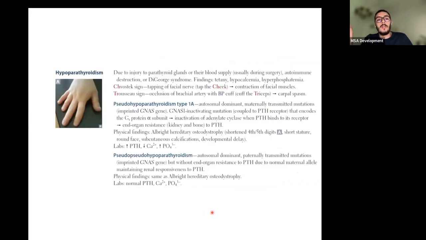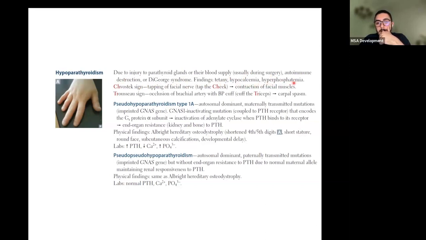Now, hypoparathyroidism is quite interesting because it's confusing, and I'm here to make it clear, inshallah. Why do we have hypoparathyroidism? Maybe injury of the gland or its blood supply during surgery. For example, someone is having a thyroidectomy, and the doctor took out the parathyroid gland by mistake, okay? This usually happens as a complication, or there may be autoimmune destruction, or DiGeorge syndrome. What are the findings? Tetany, hypocalcemia, and hyperphosphatemia.